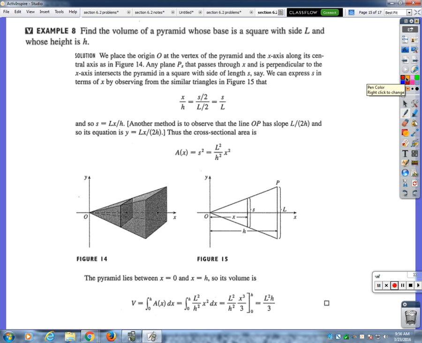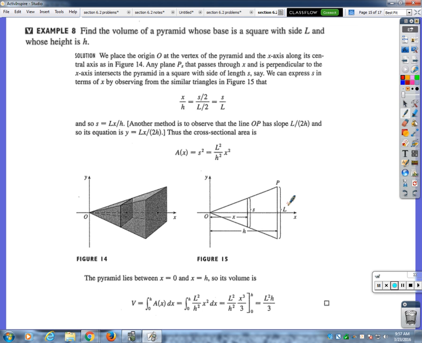Okay, so the next one says find the volume of a pyramid whose base is a square with side length L and whose height is h. So this is a pyramid on its side. The height right here is h, and the base right there is L. This time our cross-sectional areas are all squares. You know that the area of a square is just the side length squared, right?